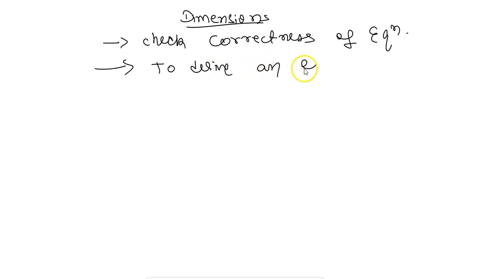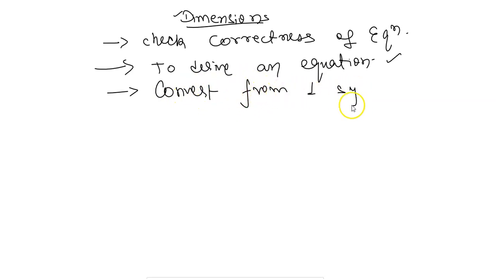To derive an equation, there was a certain limitation: we can derive only the equations which are based on not more than three quantities. And while deriving the equation, there was one more limitation: we get a constant whose value remains undetermined using the concept of dimension. Also, we use dimension to convert from one system to another system. So we will do mainly problems today based on dimensional analysis. We call this dimensional analysis.